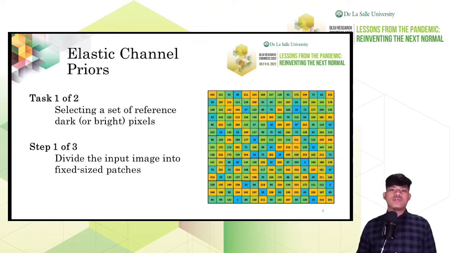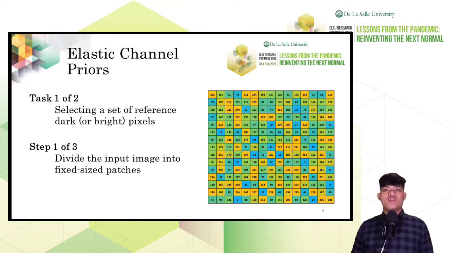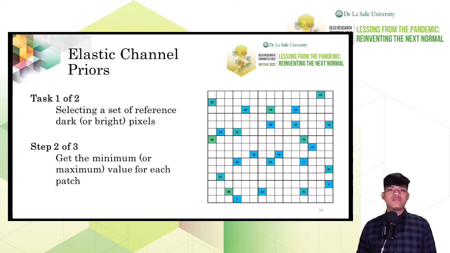In order to ensure that the pixels are still distributed throughout the image, the input image is first divided into fixed-sized patches. Empirically, it was found that choosing a patch size that divides the image into roughly 100 to 400 patches was sufficient. After that, each patch is then represented by the minimum or maximum values. This step operates like the patchwise minimal pixel prior.